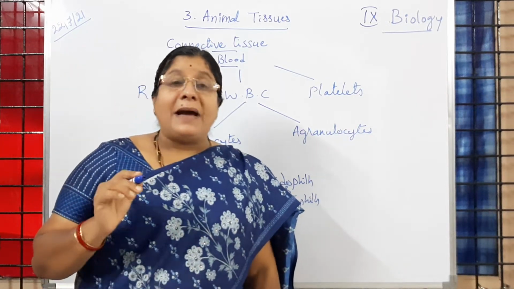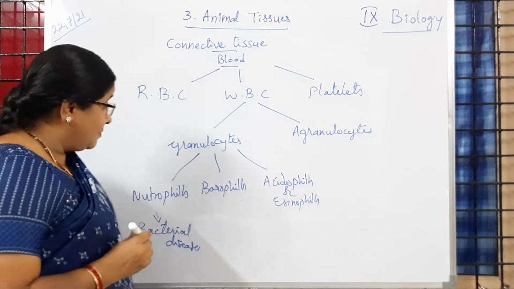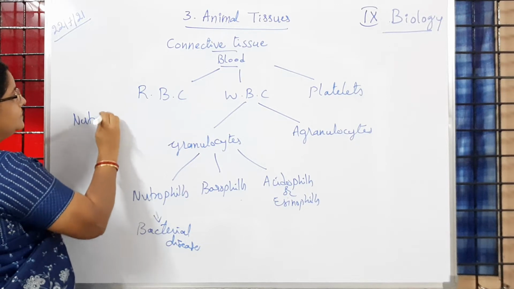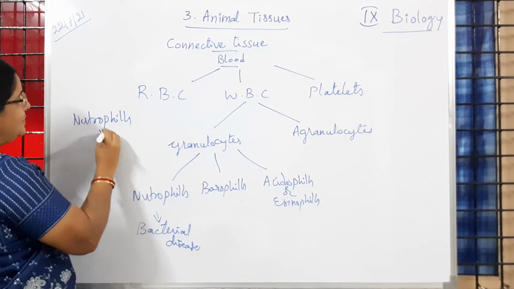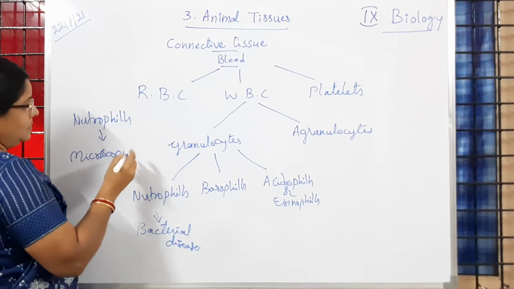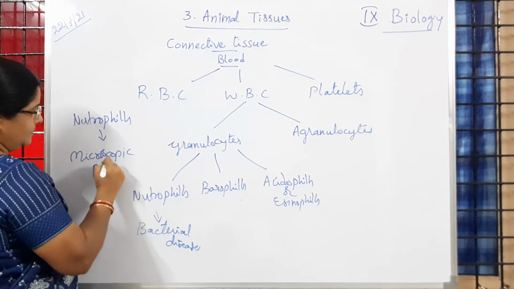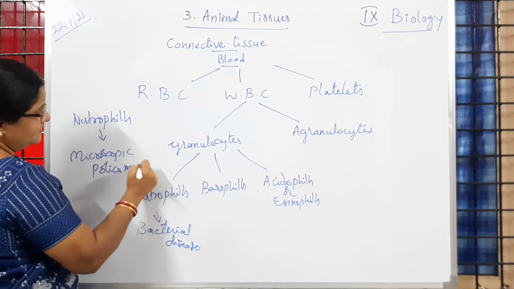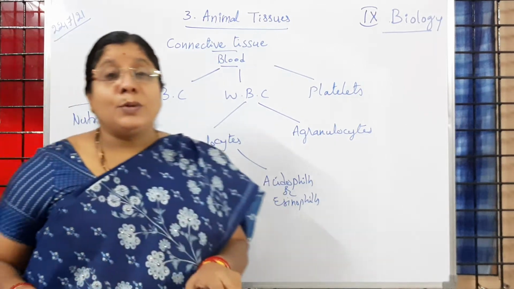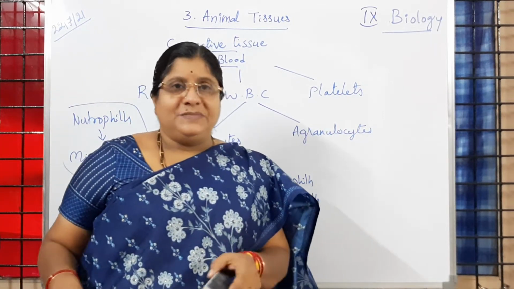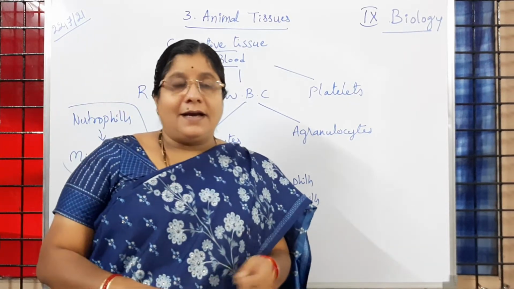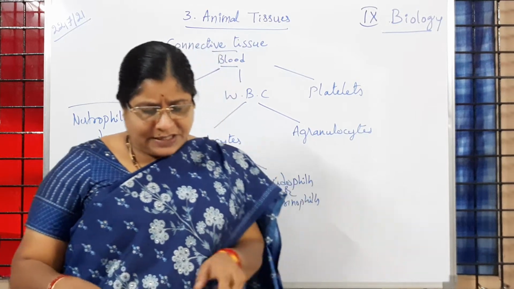So that's why neutrophils are called a microscopic policeman. What do we call them? They are called a microscopic policeman. Is it clear to you? So these neutrophils are called the microscopic policemen of our body, because they help in controlling bacterial infections. Is it clear to children?